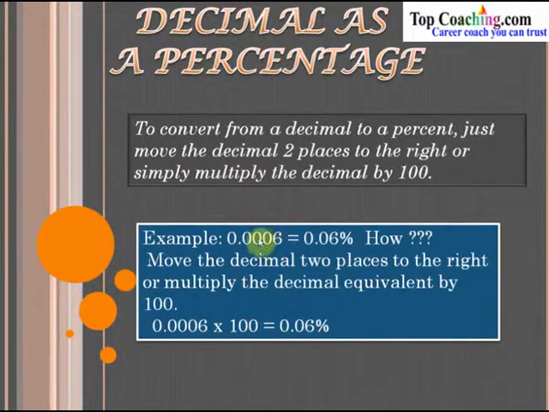For example, 0.006 is equal to 0.6%. How? We simply move the decimal 2 places to the right. So 1, 2. Two places would be at this point, and so it becomes 0.6%. Or if we multiply it by 100, 0.006 into 100, that is also equivalent to 0.6%. So to convert a decimal into a percent, multiply it by 100.